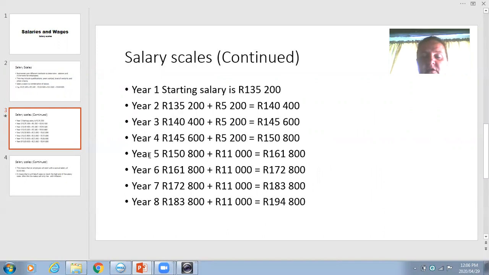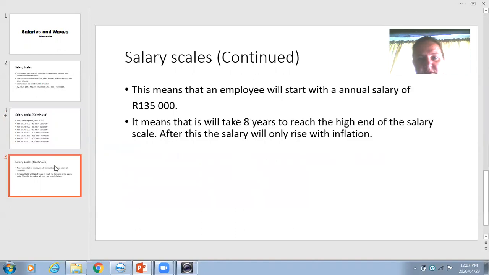After year 4, the increment scale will increase by a bunch, and that would give you 11,000. That 11,000 goes on until a point. In this case, it's 194,800, that figure. Okay. Now obviously this whole scenario can be different from organization to organization. Right. Okay. So it takes 8 years in this specific organization to reach the highest scale.